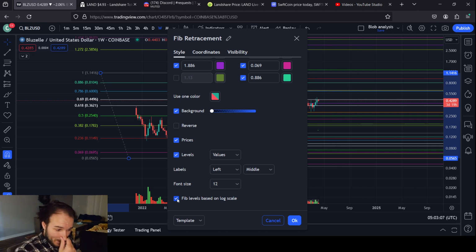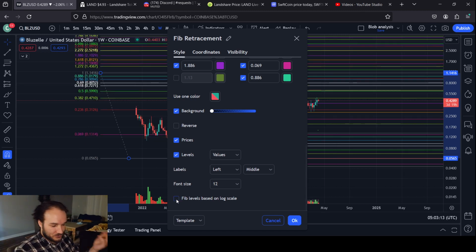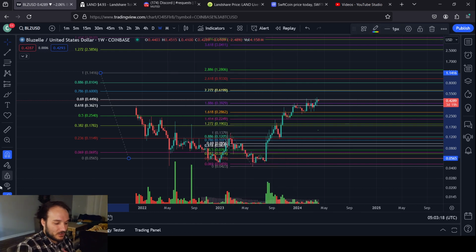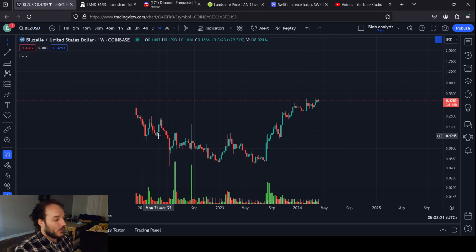To each their own. If you're in the linear scale where the chart's not in logarithmic, it won't let you put it in logarithmic fibs, so you won't have to worry about that. But whatever you want to do. I use the log scale, but again, if you want to use linear, whatever makes sense to you, whatever you find significance on, that's totally up to you.